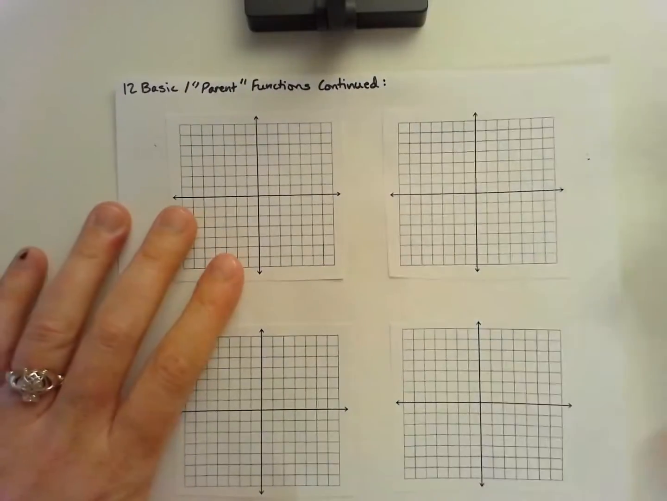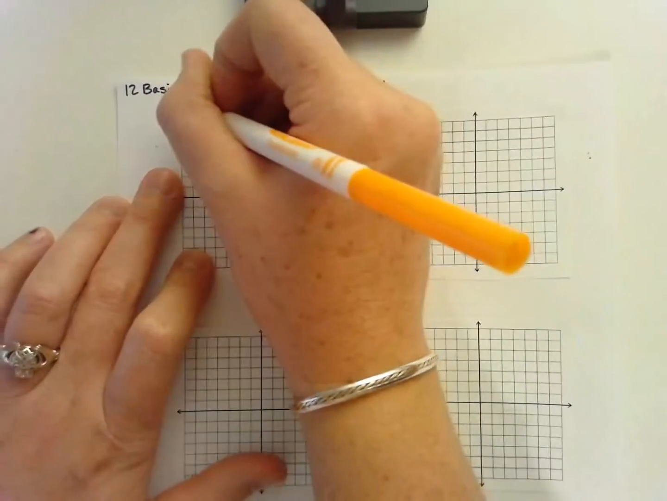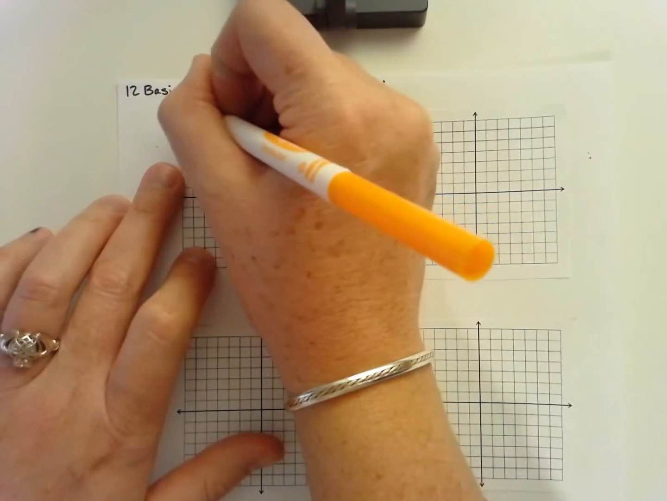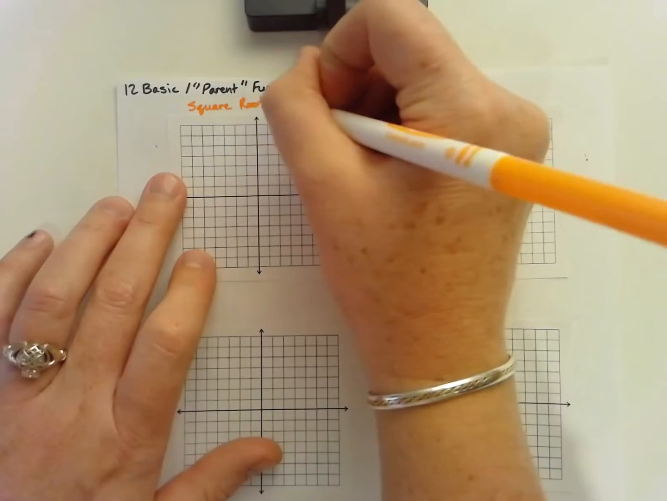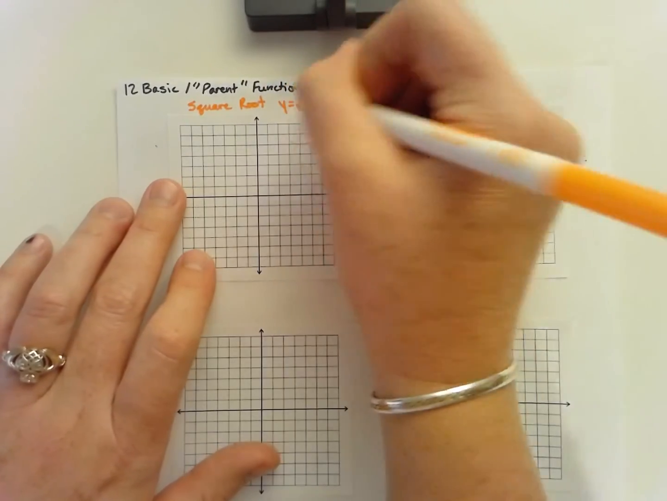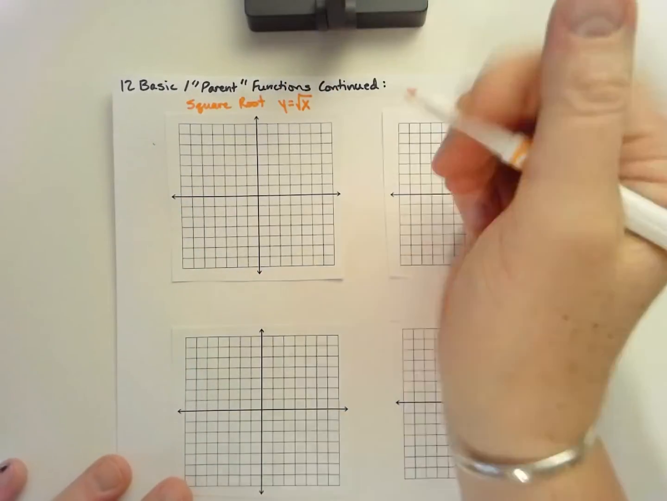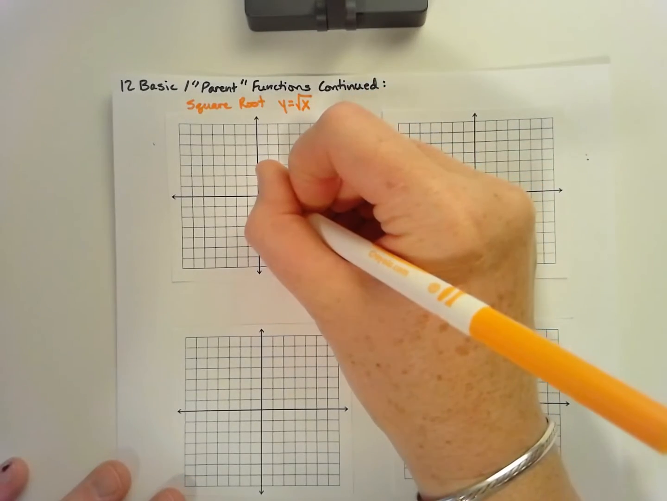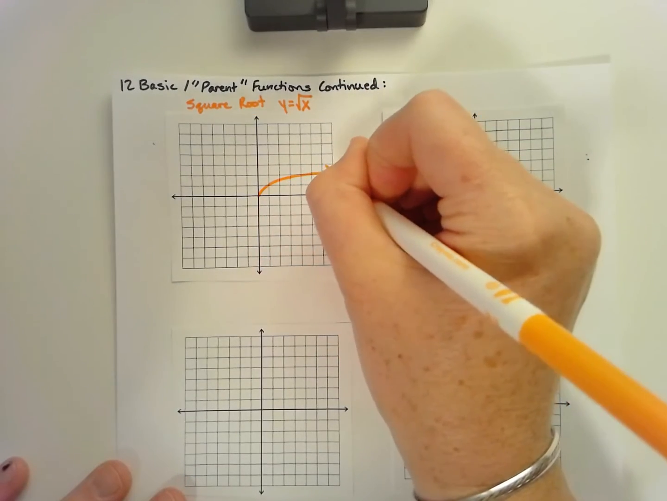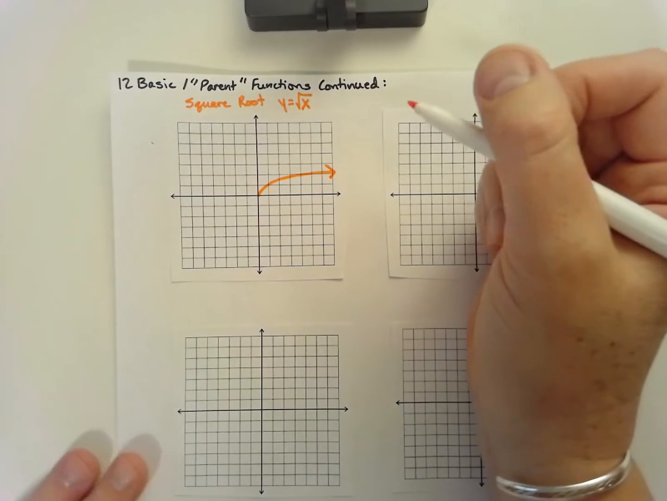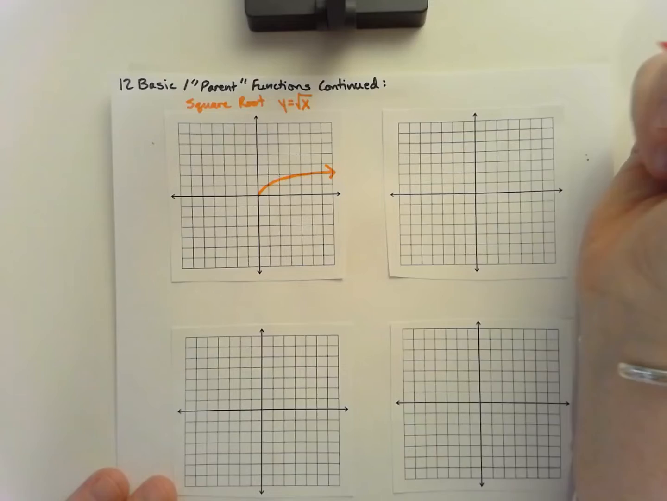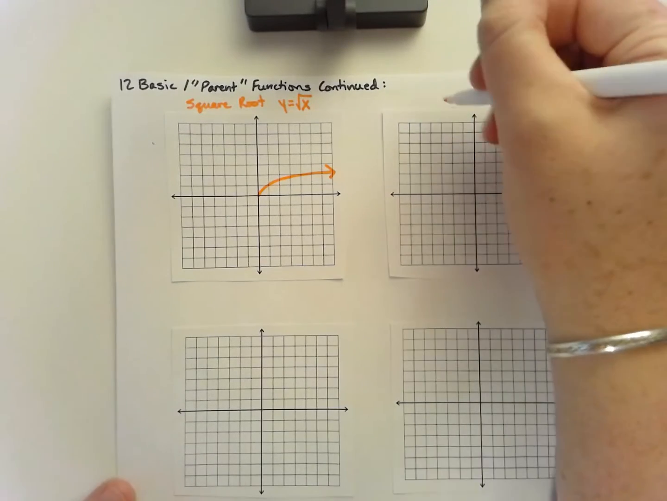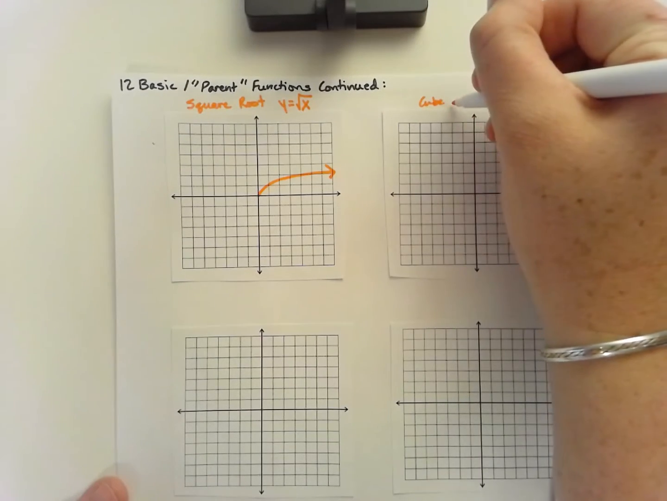Let's continue. So after cubic, we need to put the square root function, which is just y equals the square root of x. So if we just start at 0 and kind of go up from there, it's not going to have any negatives because we can't have a negative value for x right there, just like we have always talked about with square roots.